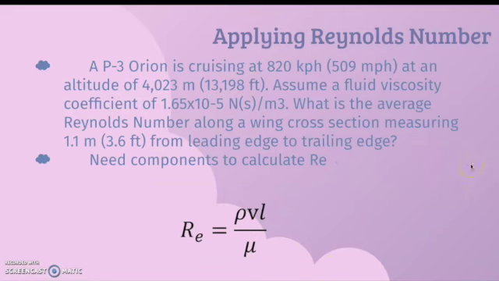So let's take a turn at applying the Reynolds number. So let's say a P3 Orion is cruising at 820 kilometers per hour, 509 miles per hour, at an altitude of 4,023 meters, or 13,198 feet. Assume a fluid viscosity coefficient of 1.65 times 10 to the negative fifth. What is the average Reynolds number along a wing cross-section measuring 1.1 meters, 3.6 feet, from leading edge to the trailing edge? So the following components that you'll need to calculate the Reynolds number are below. Take a moment to try and solve this problem.